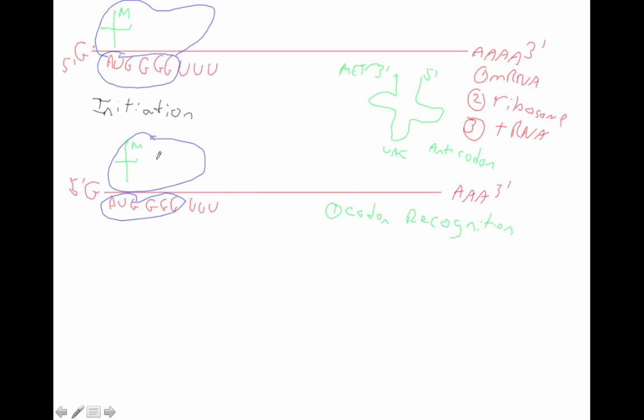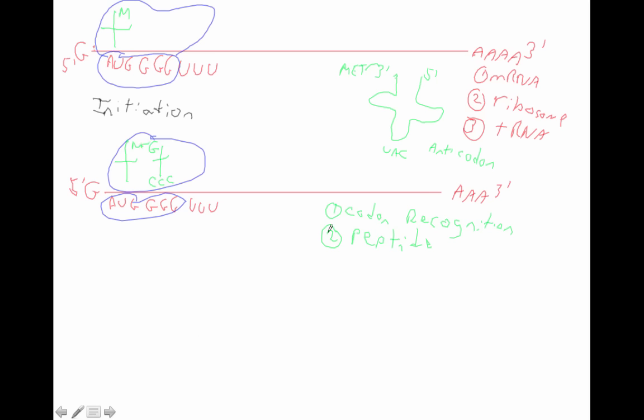So this next one's going to come in right here, and it's going to bind to this GGG, so we know that the anticodon has to be CCC. So that's codon recognition. It comes in here. And attached to this one is glycine. And the single letter code for glycine is G. And so the second step of elongation is forming that peptide bond. And so the methionine and the glycine will form a peptide bond.